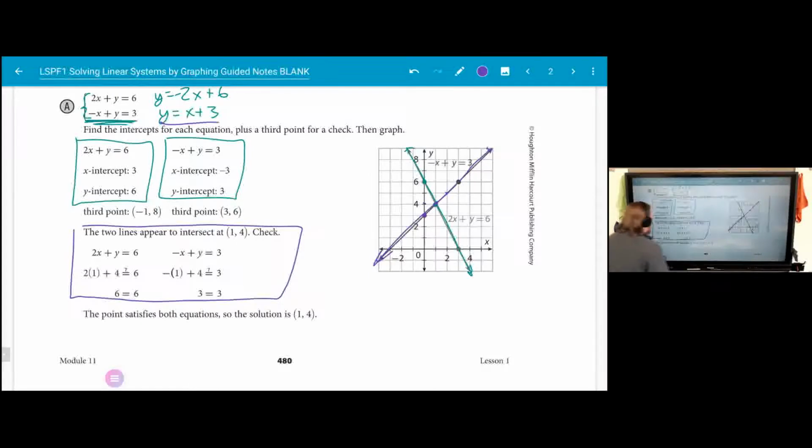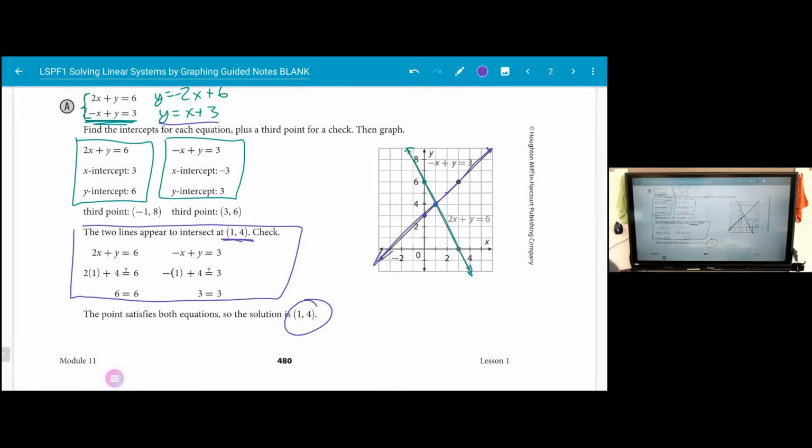If we do that, we said that they intersect at 1, 4. What I'm going to do then is take both initial equations, plug 1 in for x, 4 in for y, and see if these equations are true. And it turns out that these are. Since those are both true, our solution is 1, 4. You're probably going, whoo, this is a little bit. That's okay.